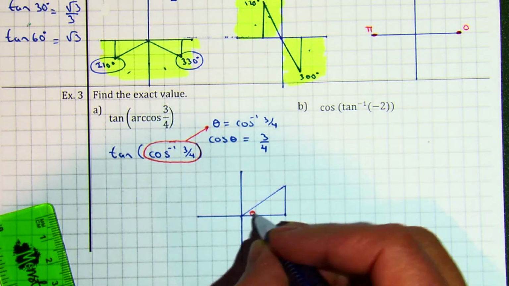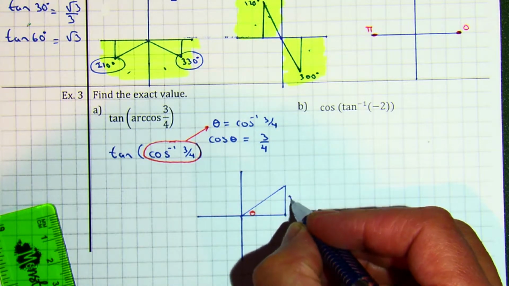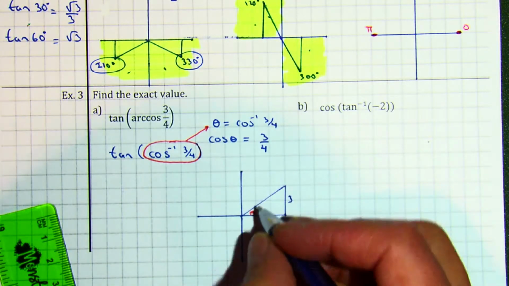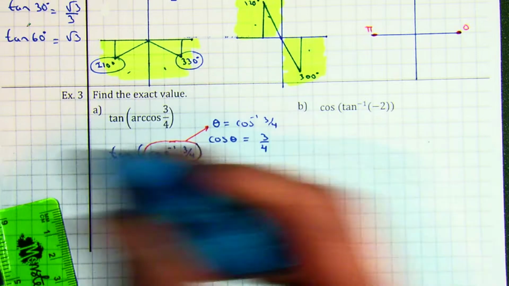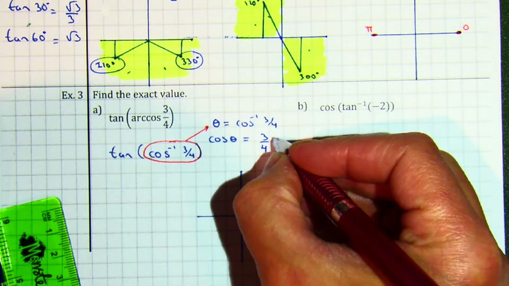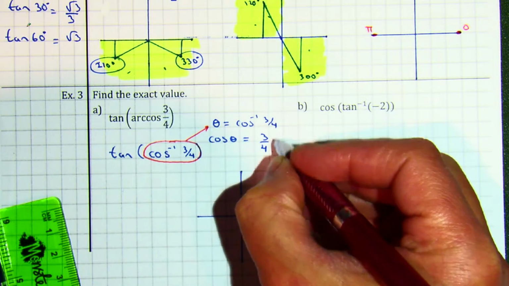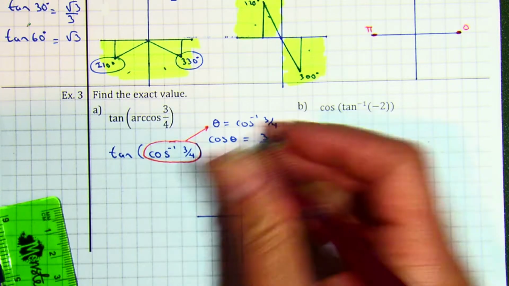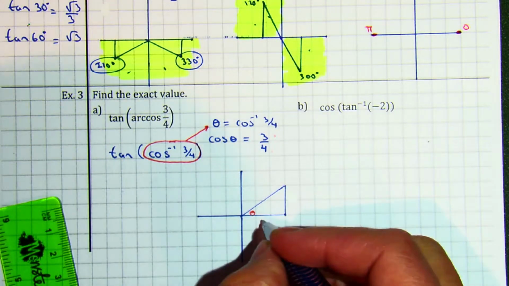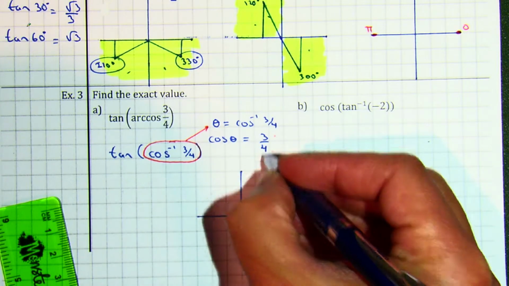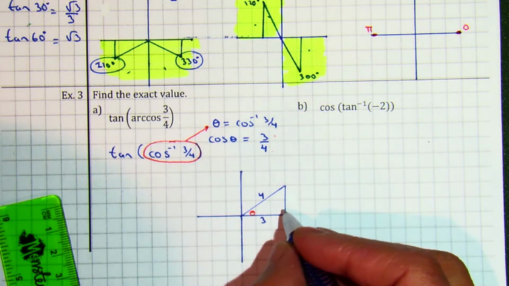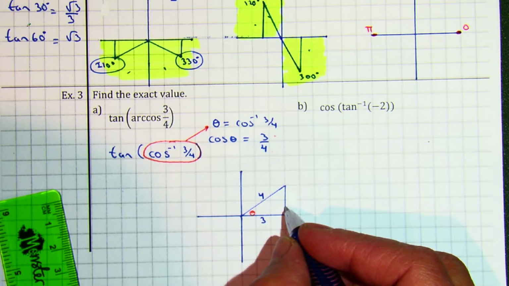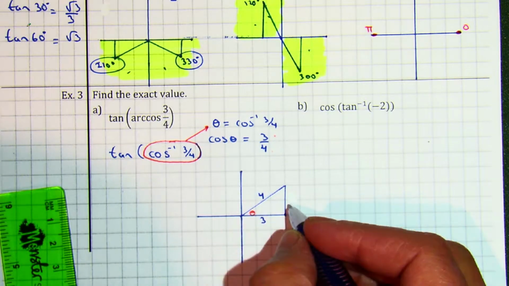So what is cosine? Cosine is your adjacent over your hypotenuse, or your x over your r. So your adjacent is 3 and your hypotenuse is 4. And now I need to find the missing side. 3, 4, no, that's not 5.